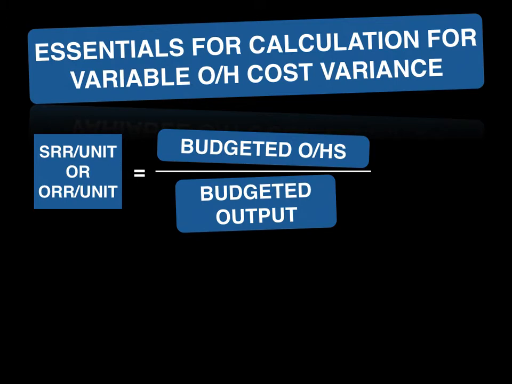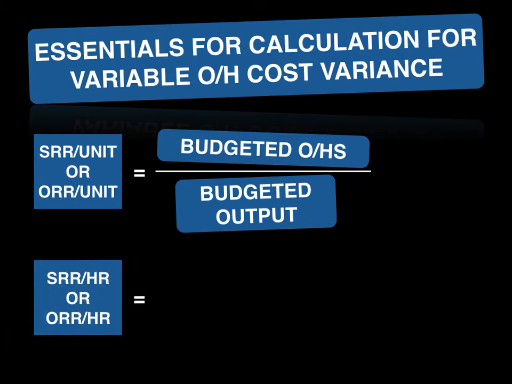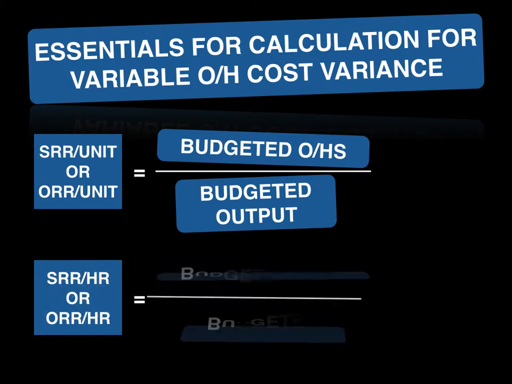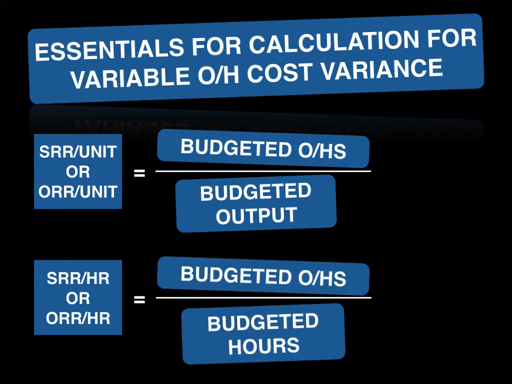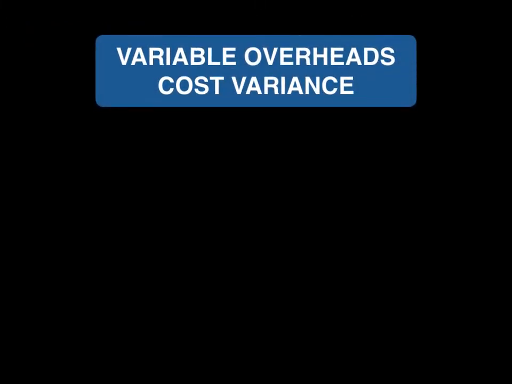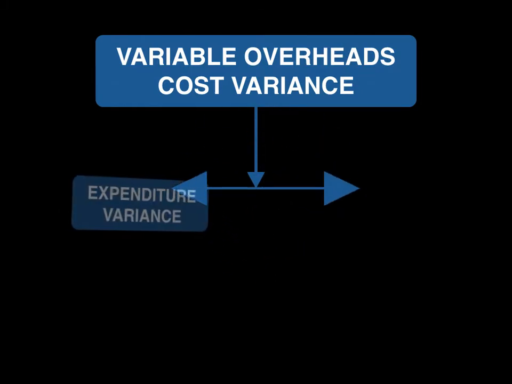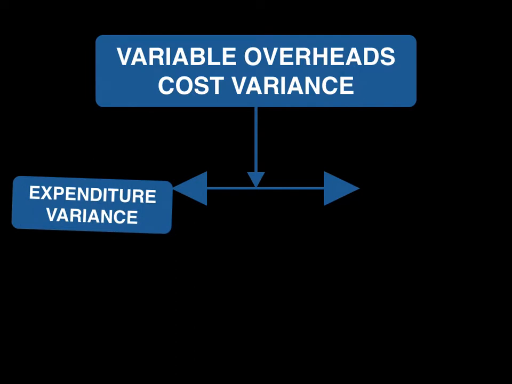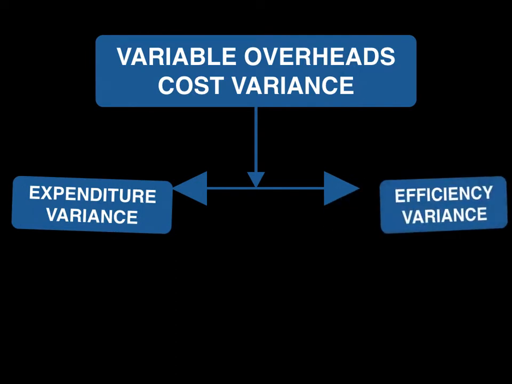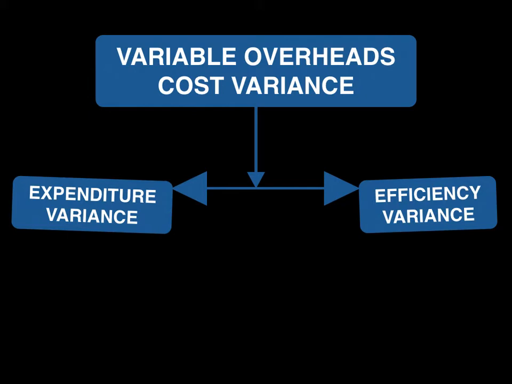Similarly, we also have to calculate the overhead recovery rate per hour. How to calculate that? Again, the same thing, budgeted overheads divided by the budgeted hours. Alright? Okay. Once we have calculated this, we can calculate the overhead variances. So, first of all, we calculate the variable overhead cost variance, which is divided into two parts. What are these two parts? The first one being the expenditure variance, and the second one being the efficiency variance. So, the summation of expenditure variance and efficiency variance will be the cost variance.